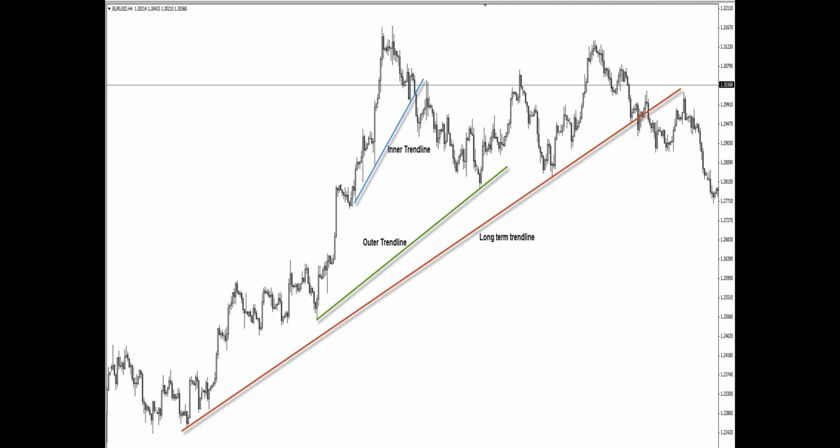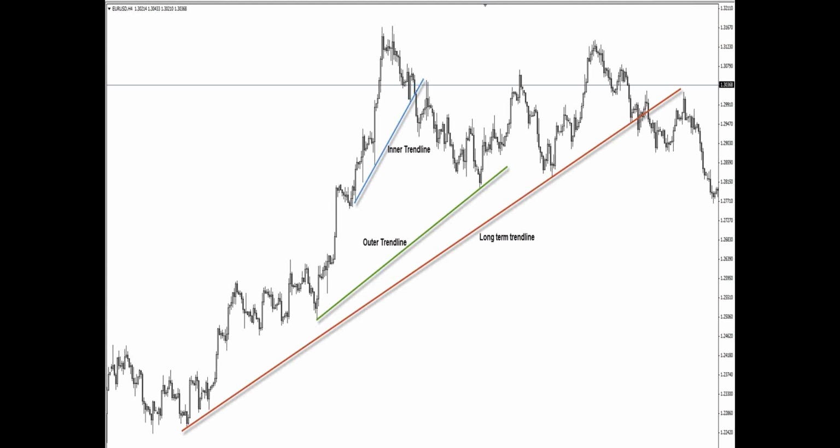So let's assume that we have an uptrend. In this picture, you see a blue, green and red trend line. Blue is the inner trend line, the outer trend line is green, and the long-term trend line is red. Basically, what we mostly trade are those inner trend lines.